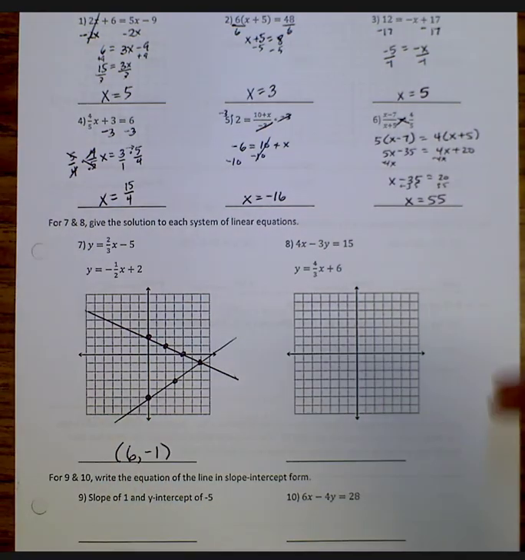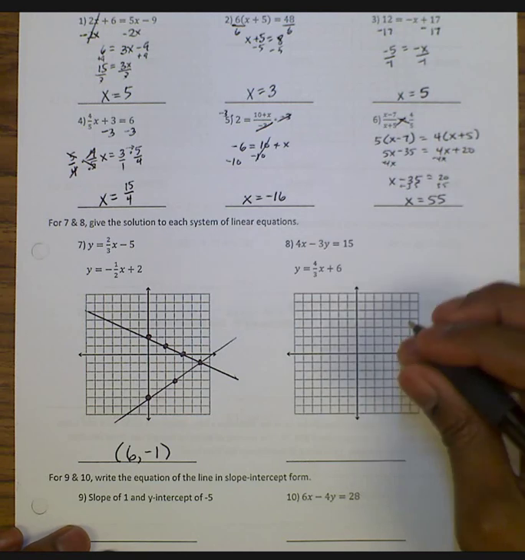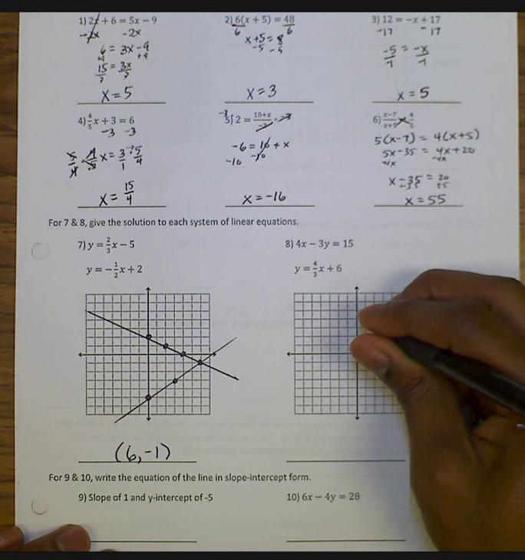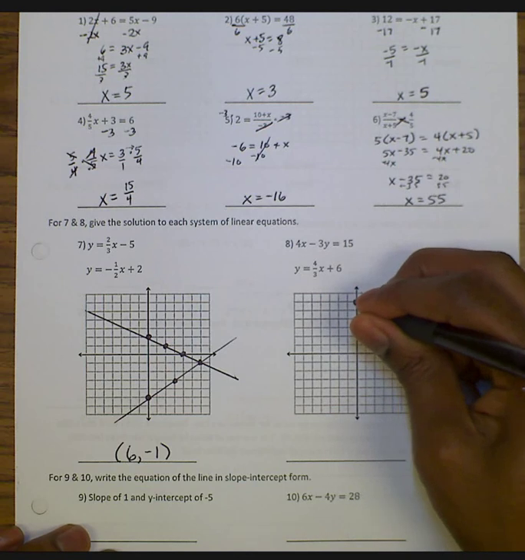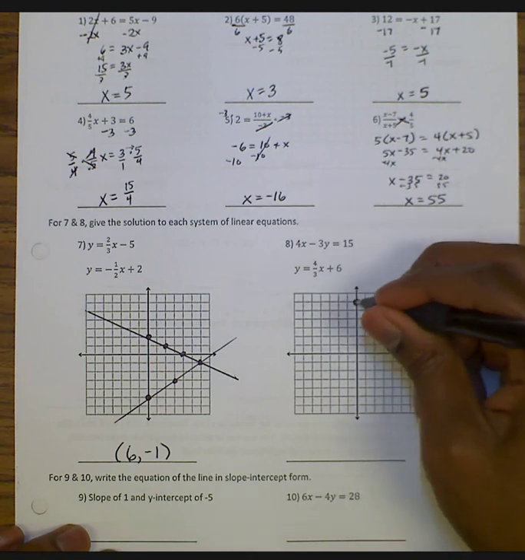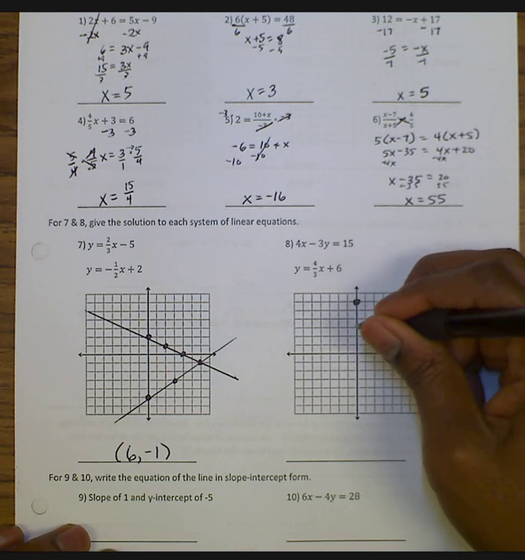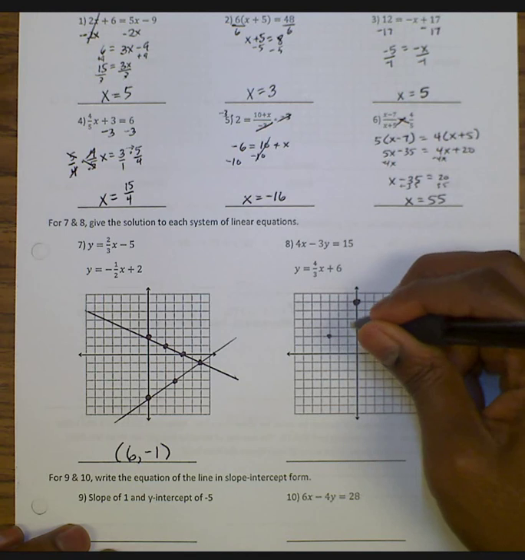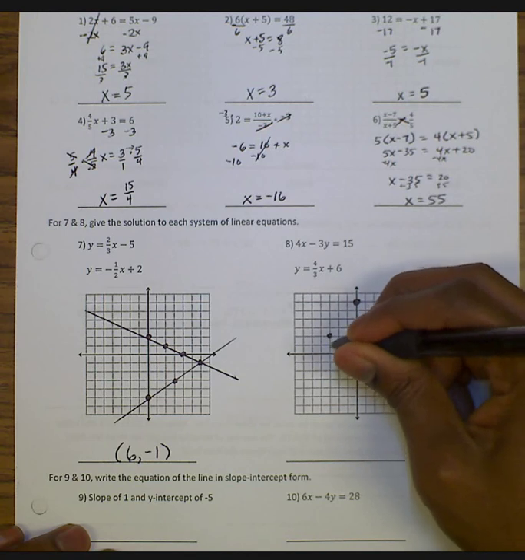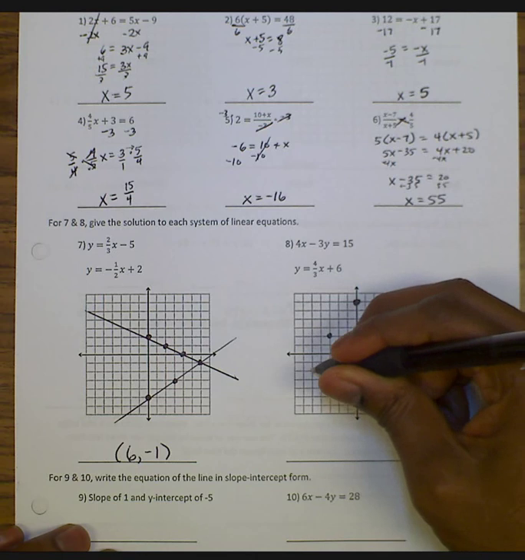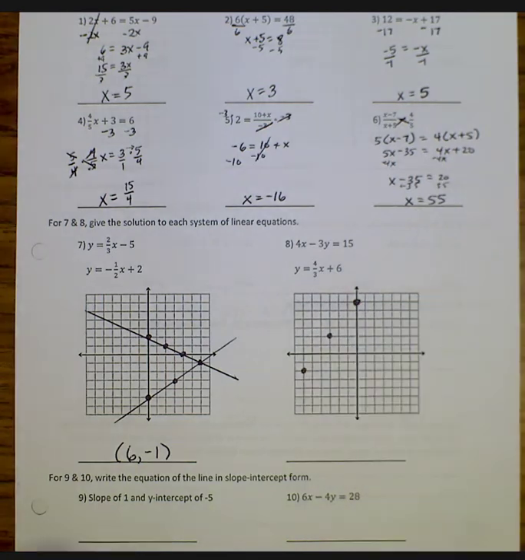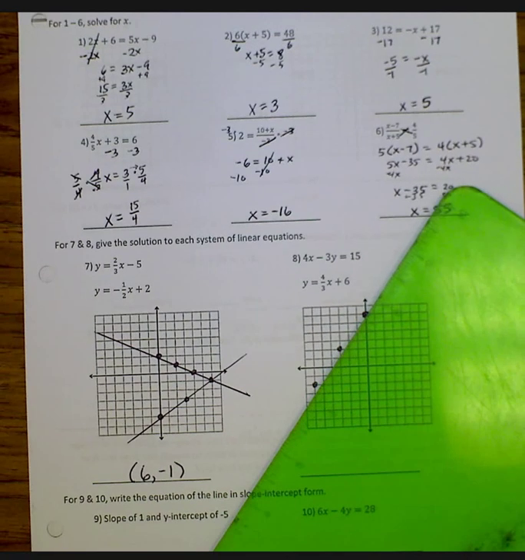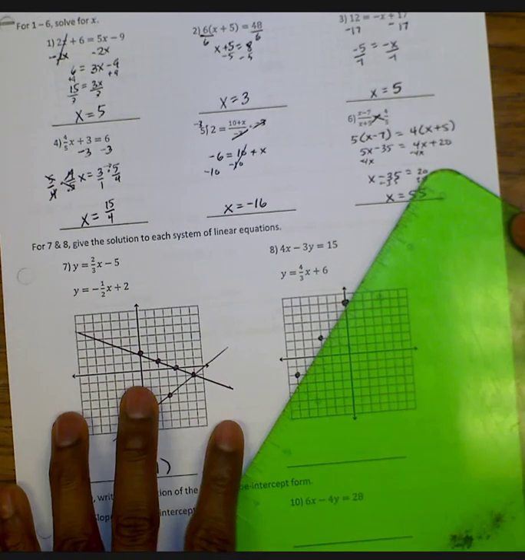Number 8, doing the same thing. The second equation is already in slope-intercept form, so it's at 6, 1, 2, 3, 4, 5, 6. My slope is 4/3. I don't really have space to go up and to the right, so I'm going to go down 4 and to the left 3. Down 4, left 3, okay. So my second line's graphed already here because it was already in slope-intercept form. That's nice.